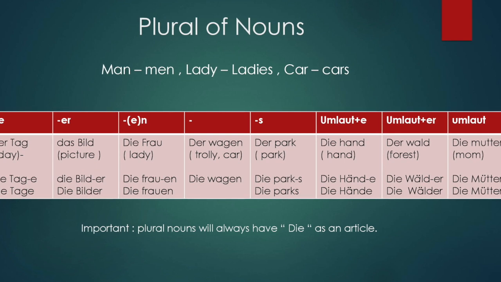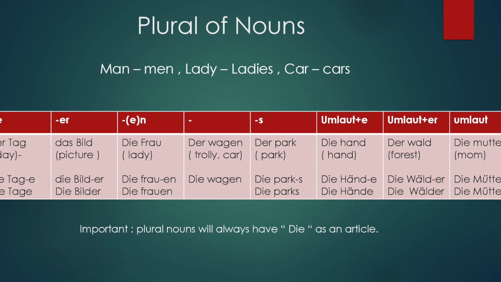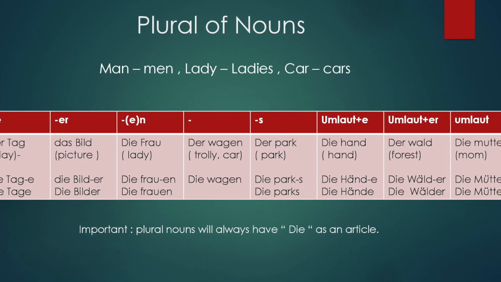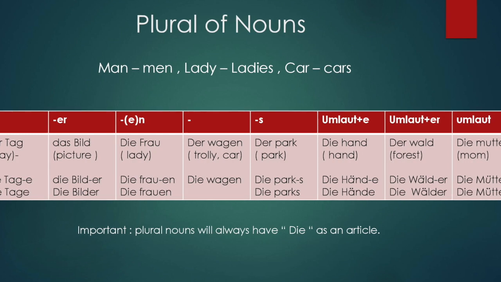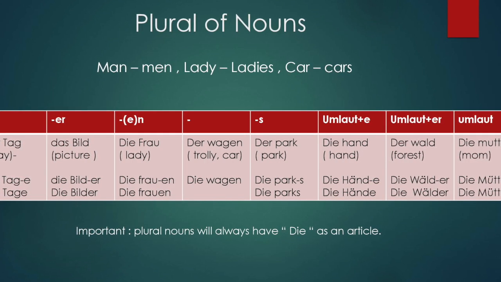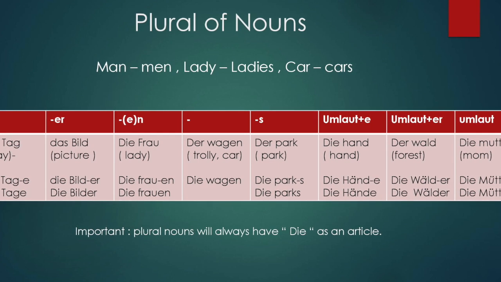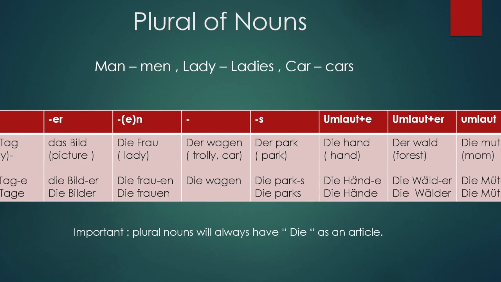The third is en, so die Frau, die Frauen. En is added at the end of Frau. Then the fourth is there is no ending. The noun will remain the same. Der Wagen, die Wagen. The fifth type is the addition of s.